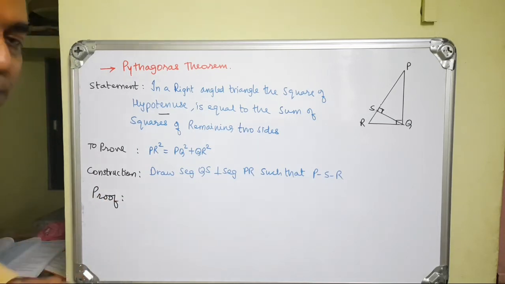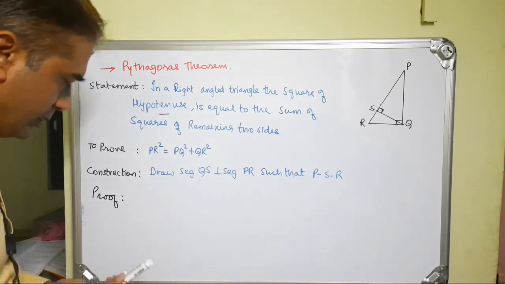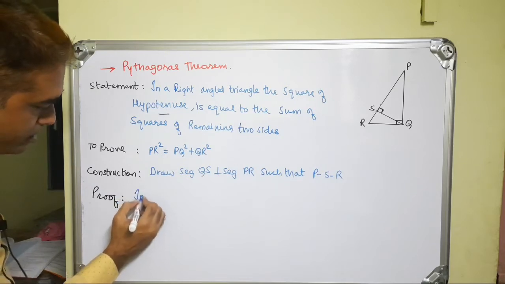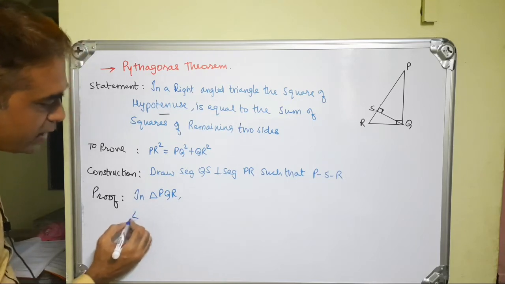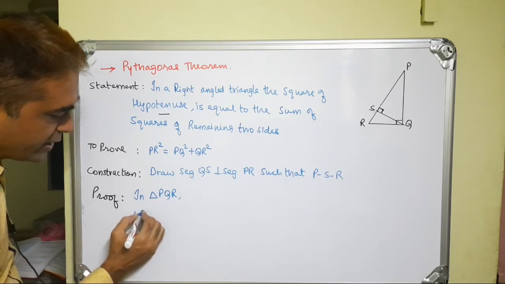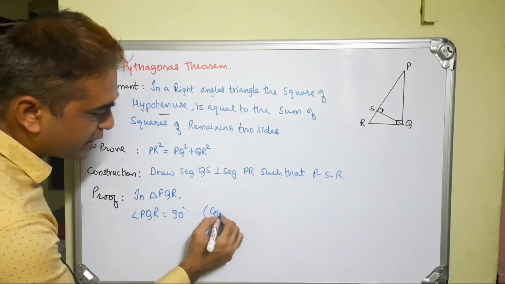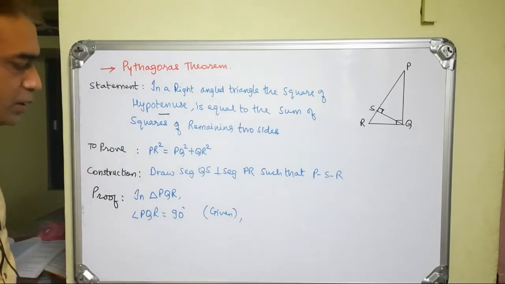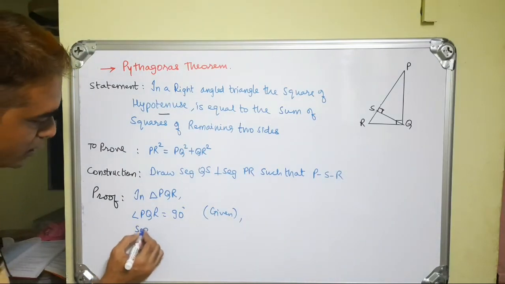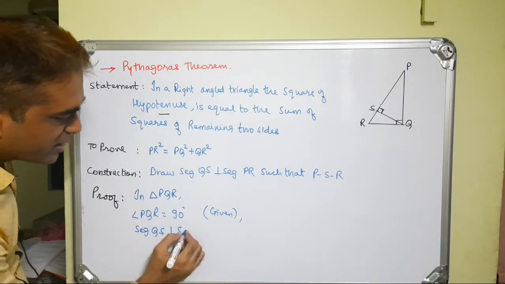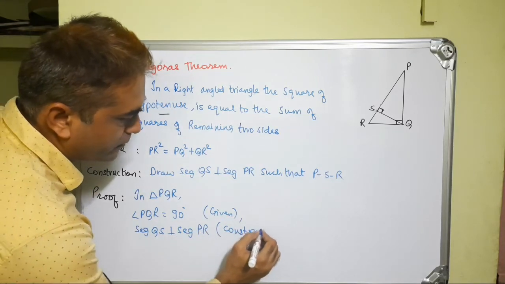Now in this proof we will again start with the similarity of right angled triangles. So in triangle PQR, given that angle PQR equals 90 degrees. This is given. And what is the other thing? That QS is perpendicular to PR. Segment QS is perpendicular to hypotenuse PR. This we have done as per construction.